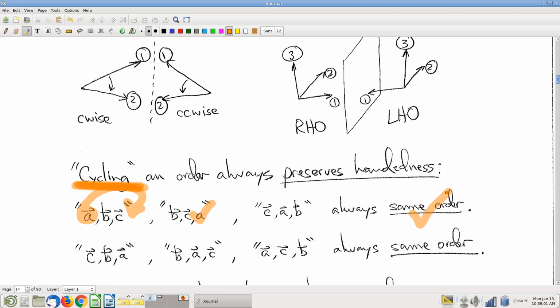There's an easy little hand gesture demo of why this is true. This is a good thing to think through. First, second, third. Now here are those same 3 vectors.